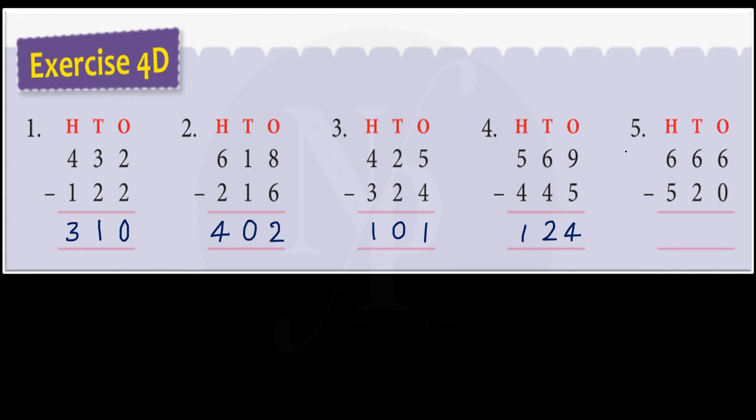Question number 5, 666 minus 520. Subtracting 0 from 6, you get 6. Subtracting 2 from 6, you get 4. And subtracting 5 from 6, you get 1. So 146 is the difference.